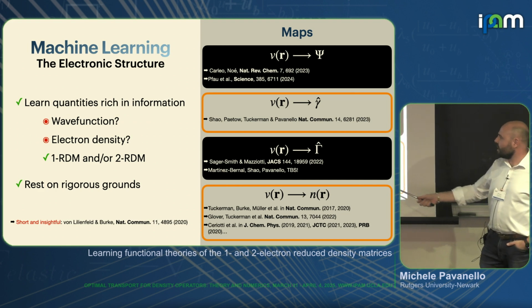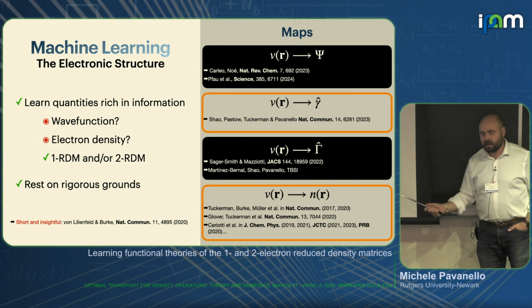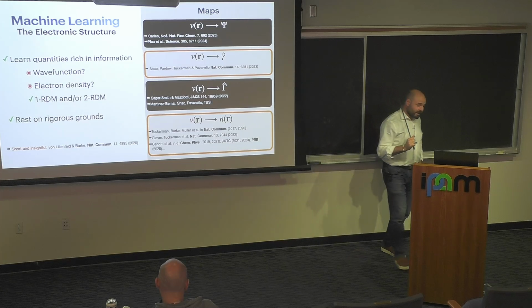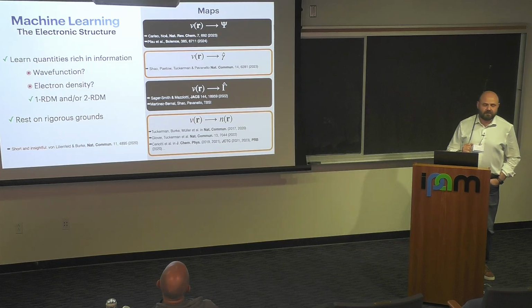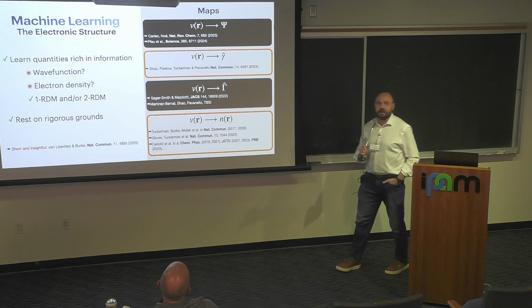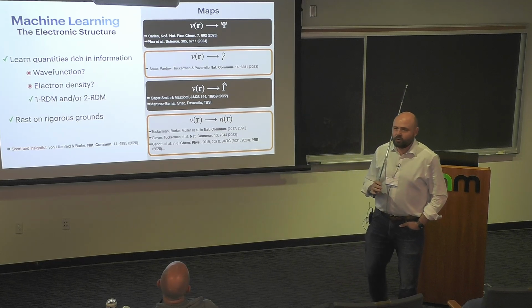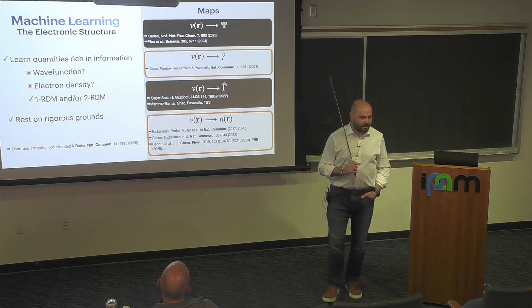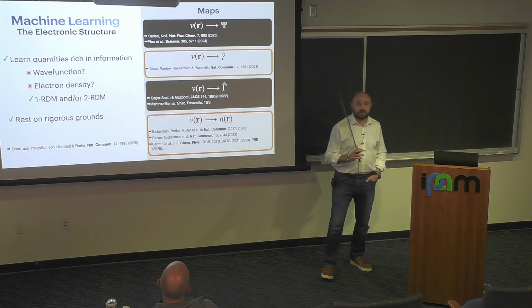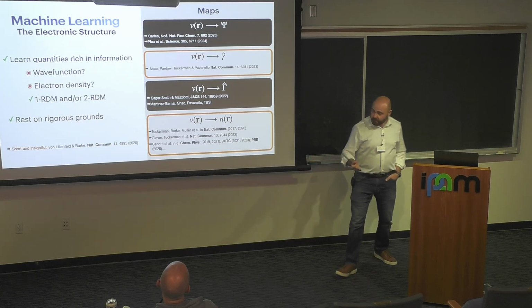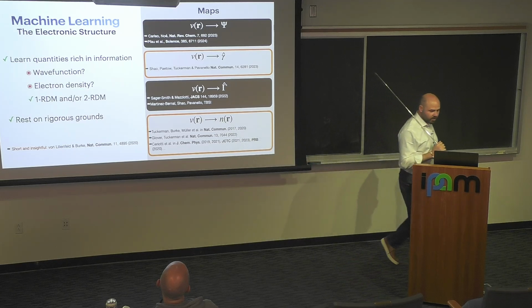And of course, one can imagine exploiting the map connecting the external potential with the electron density, and this is very useful. You can imagine already, if you could predict the electron density of a protein, you could improve dramatically the way drugs are developed. And so this is already very useful, and many people are working on that.